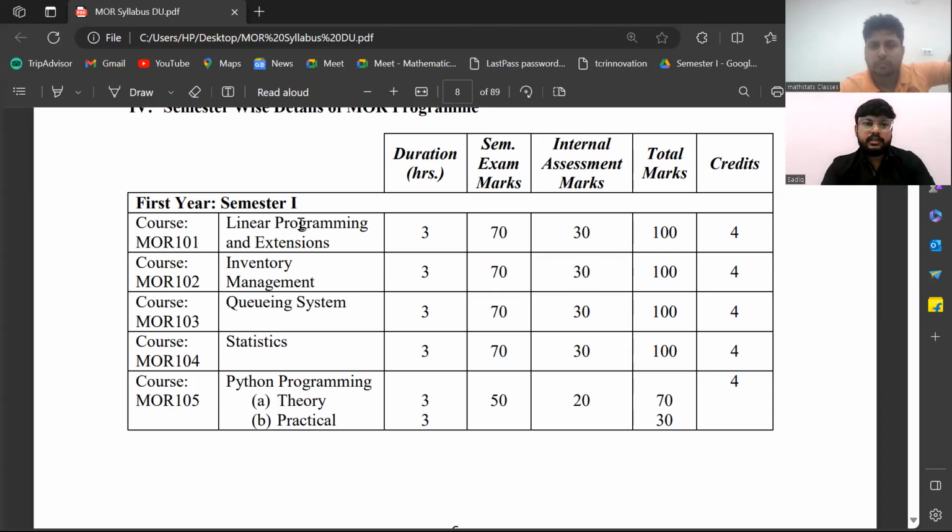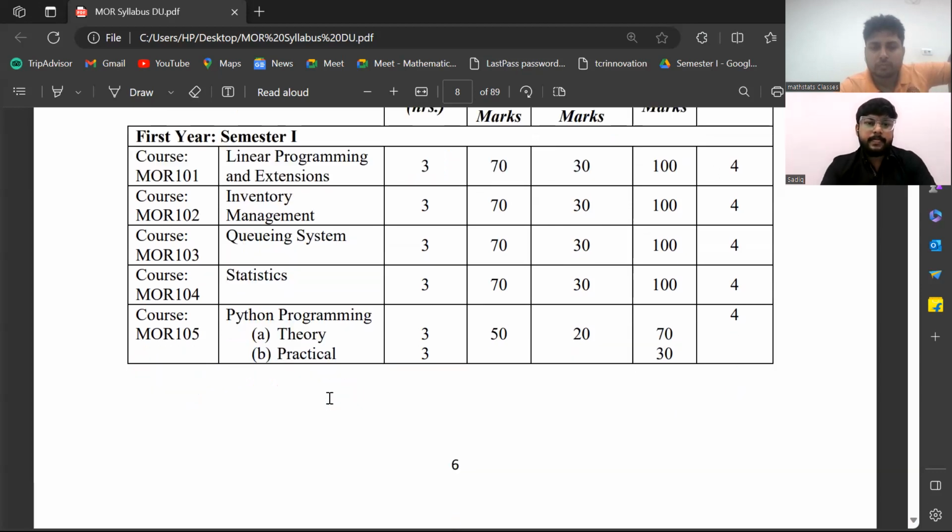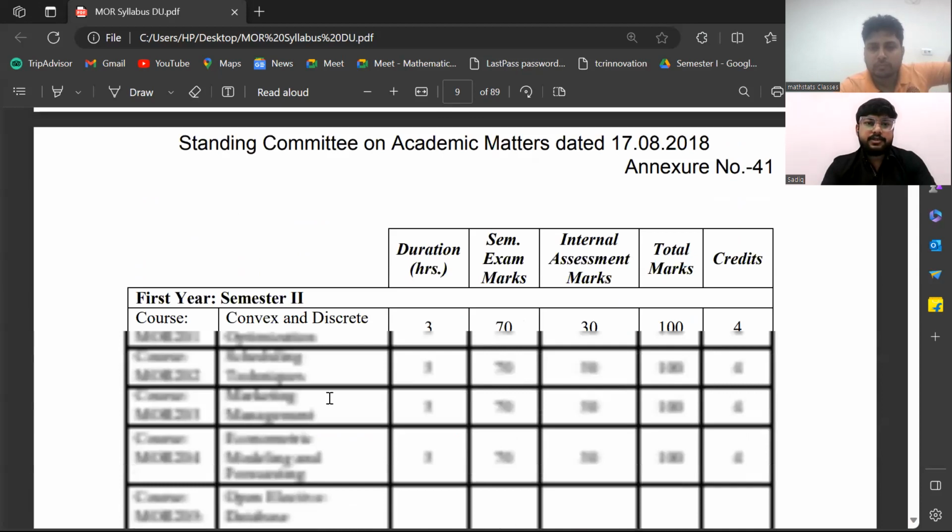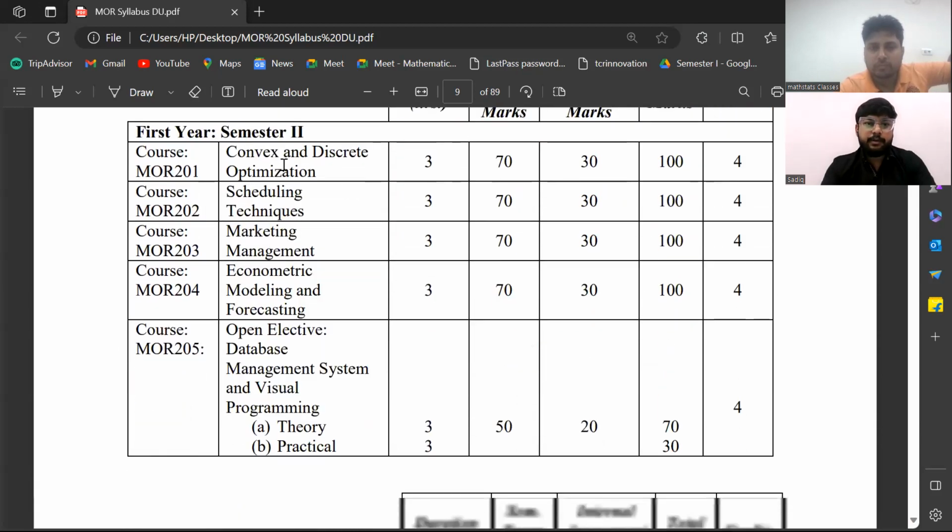Along with these subjects, you are going to study linear programming, which is widely used in the field of logistics, transportation, assignment, and inventory management. That is quite a good subject. There is also a stochastic management system, and another one is statistics and Python. In the second semester, you are going to study convex and discrete optimization.